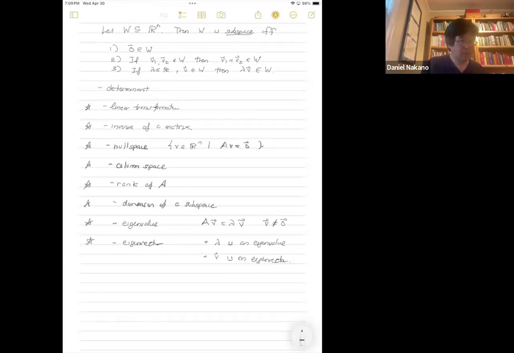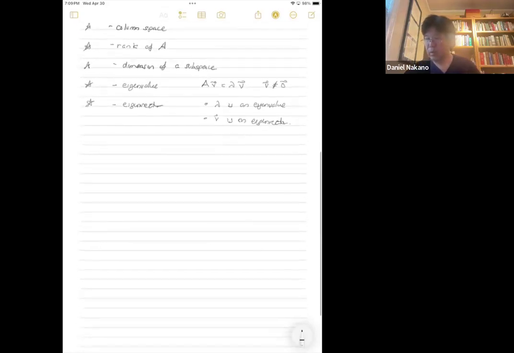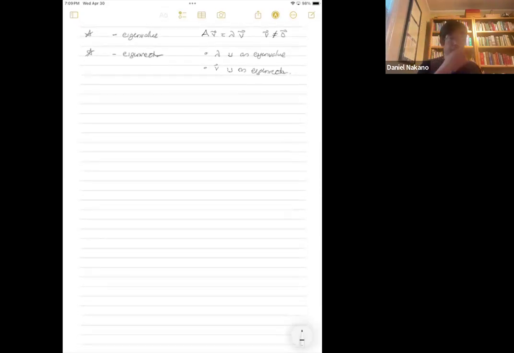Okay, so let's move on. Okay, so now we're going to start with the last third of the class. So the first topic I want to cover is eigenvectors and eigenvalues.